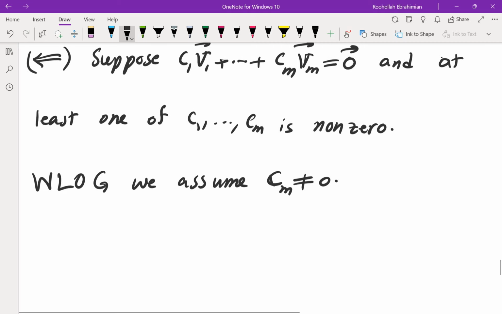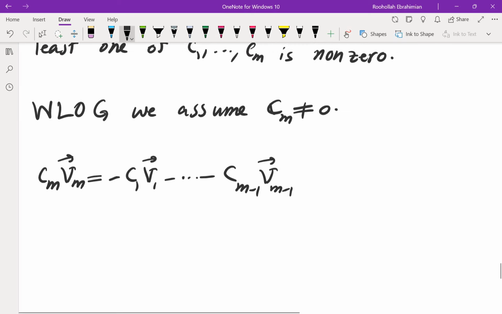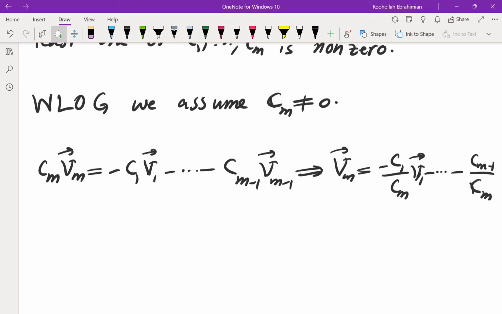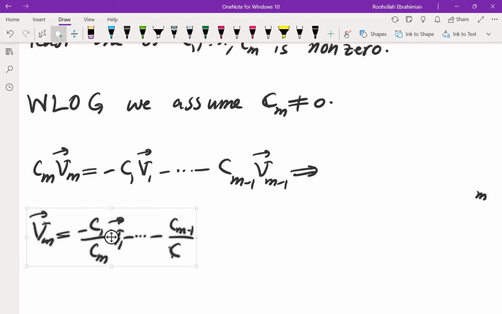Now we're going to solve for vm. So cmvm becomes minus c1 v1 all the way to minus c(m-1) v(m-1). Now we're going to divide by cm. We get vm equals minus c1 over cm times v1, all the way to minus c(m-1) over cm times v(m-1).